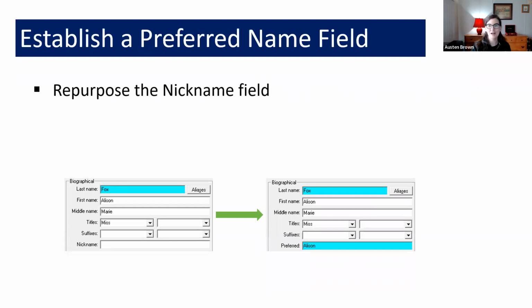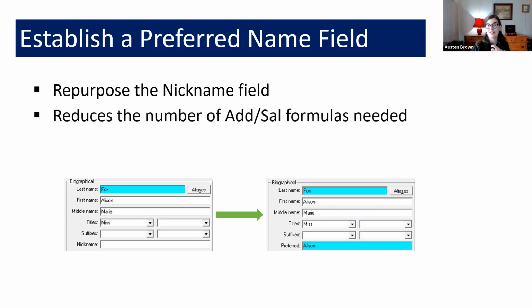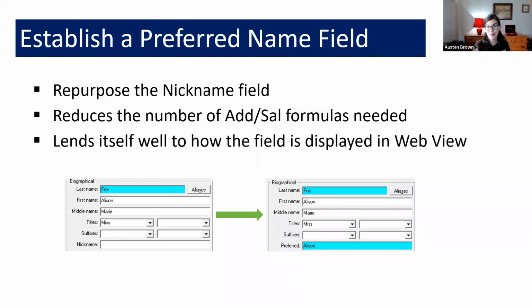The third one is establishing a preferred name field. You can repurpose the nickname field in database view to do this. It off the bat reduces the number of addressee salutation formulas that you need, particularly if you make it required for both the primary spouse and that sort of partial relationship record. Based on how this field is displayed in WebView, it's displayed as a preferred name, so it lends itself well. We can see here, Allison didn't have a nickname, therefore her preferred name is Allison.